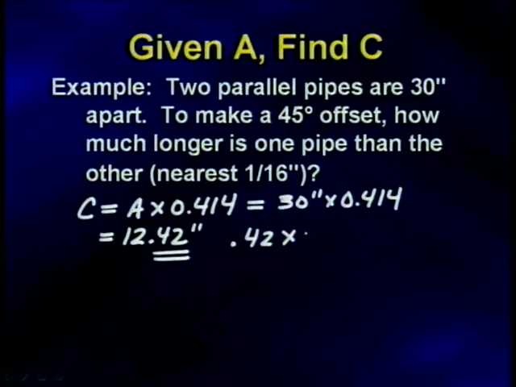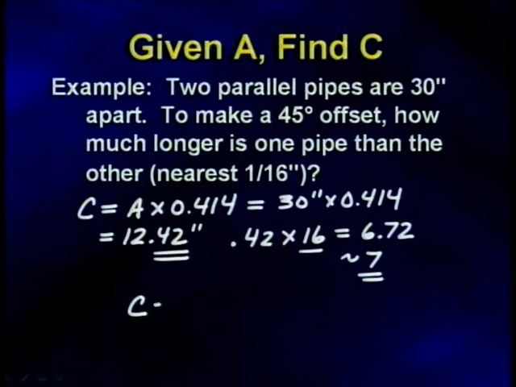Now we're going to round that, the decimal part, to the nearest 16th. So 0.42 times 16 would be 6.72. We have to round that off, and that rounds to 7. So the value for C will be 12 inches and 7/16 of an inch. Good.